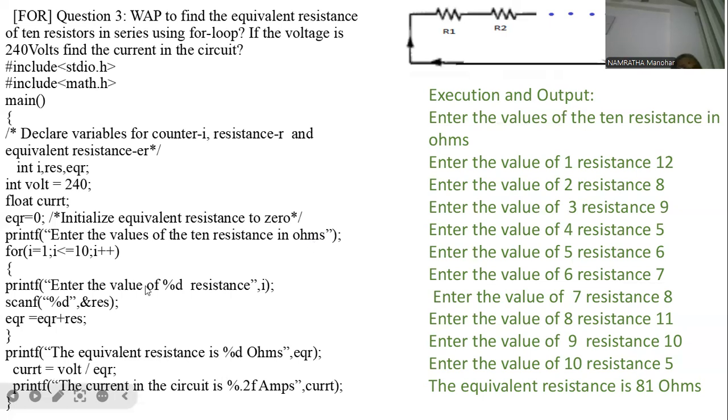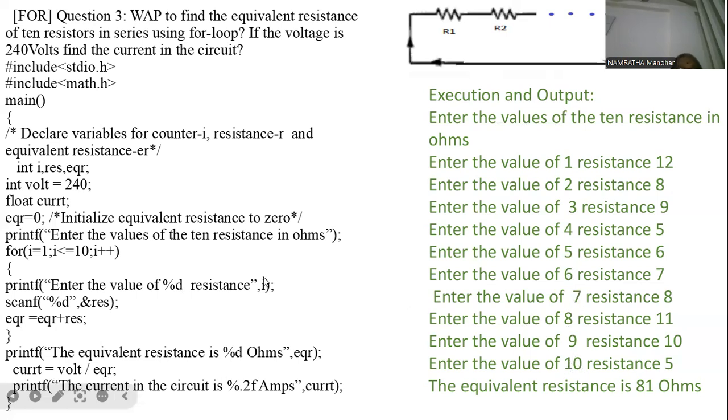Now this will print enter the value of %d resistance, enter the value of first resistance. The first resistance value I've entered is 12. Then i becomes 2, so enter the value of the second resistance. This is the value of the second resistance the user has entered. Then i becomes 3, third resistance, i becomes 4, 5, 6, 7, 8, 9, 10.